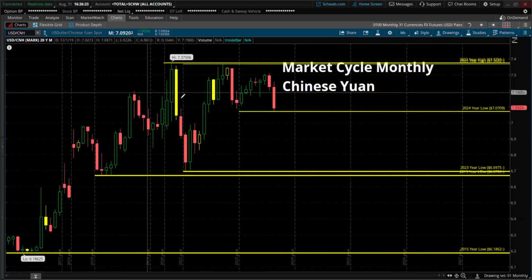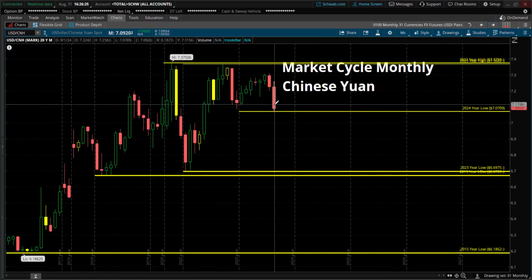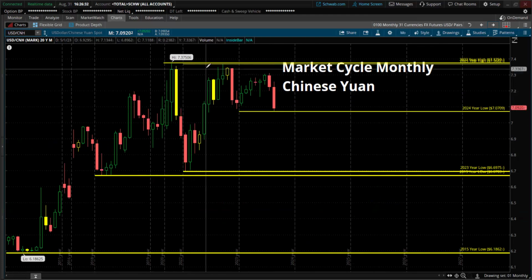US dollar, Chinese yuan, new low for the year. So when this is trending down, that's in favor of the yuan. Yep. New low for the year. Still inside the range of last year.